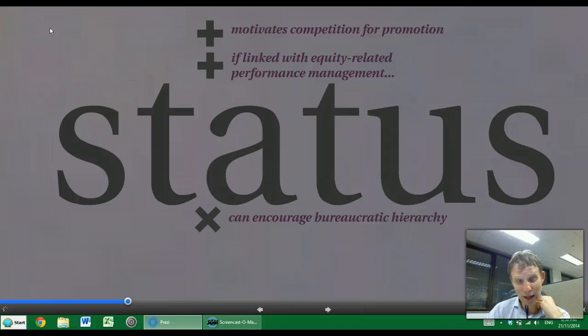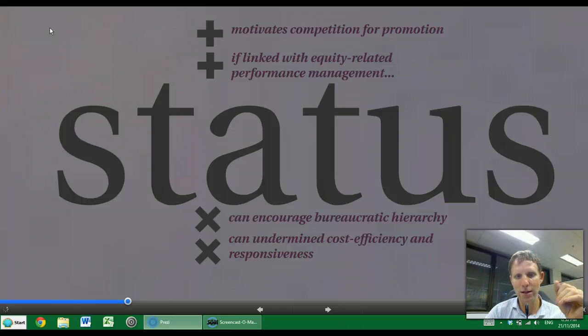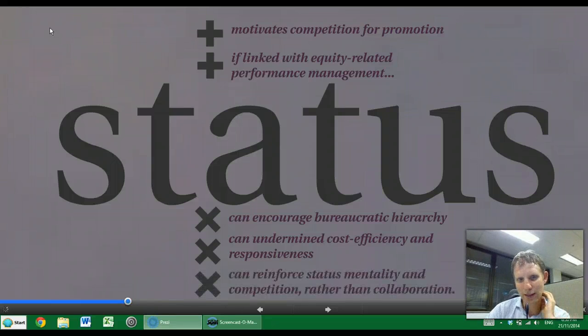But on the negative side, status-related rewards tend to encourage bureaucratic hierarchy, like vice presidents of this, vice presidents of that, and creates more administrative layers in a company. And it can undermine the ability for a company to respond quickly to the marketplace. And we'll talk about some of the more flexible methods of creating behaviour other than status.